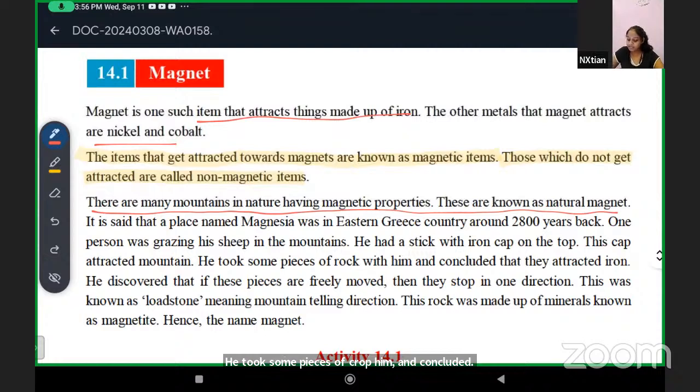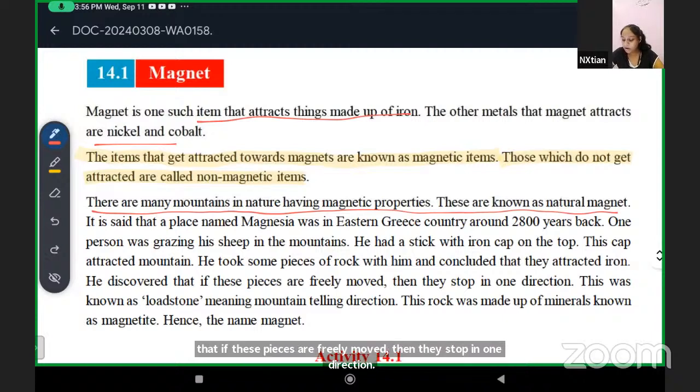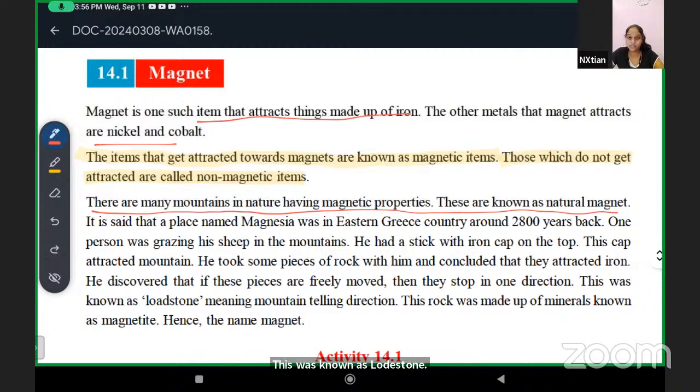He discovered that if these pieces are freely moved, then they stop in one direction. This was known as lodestone, meaning mountain telling direction. This rock was made up of minerals known as magnetite, hence the name magnet.